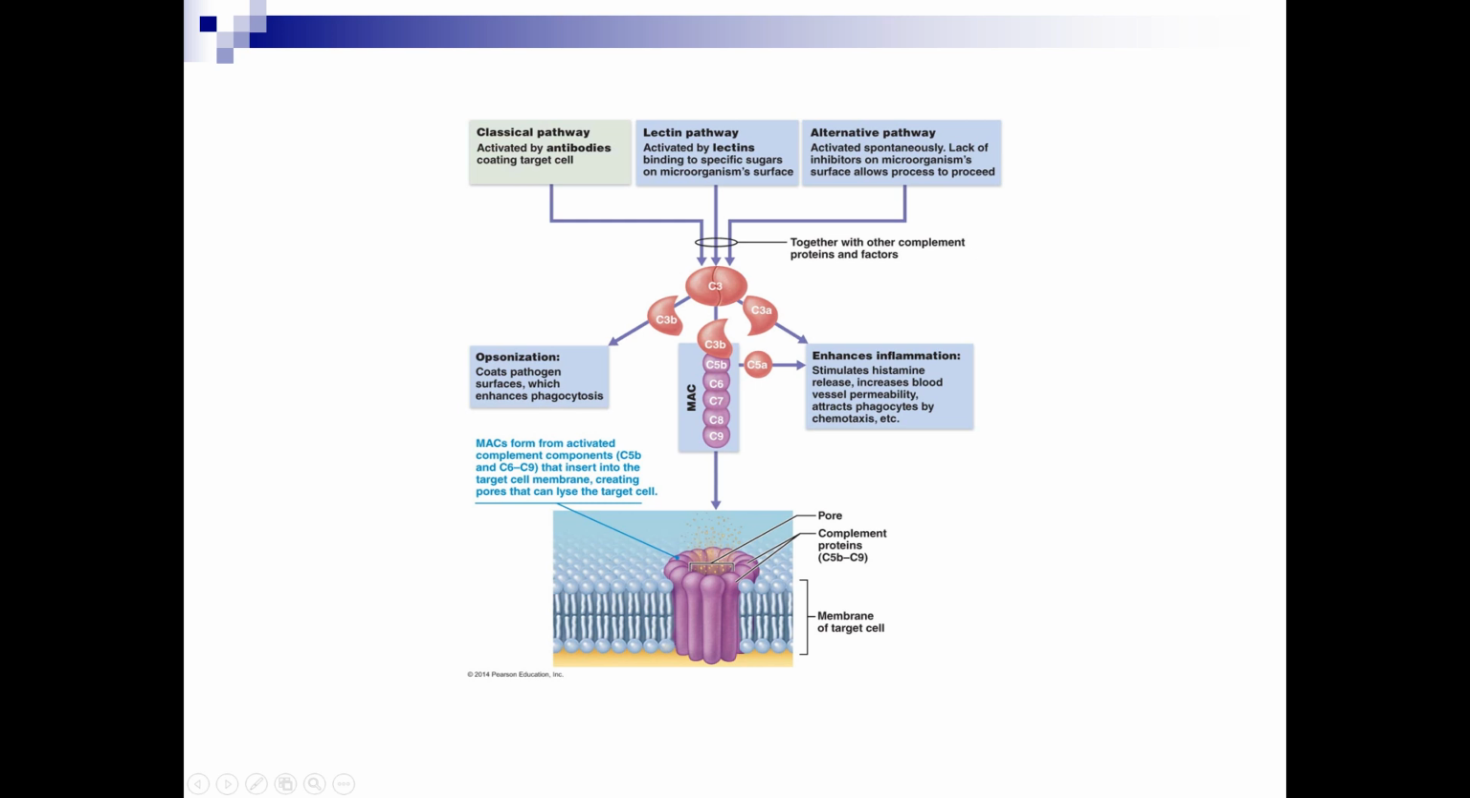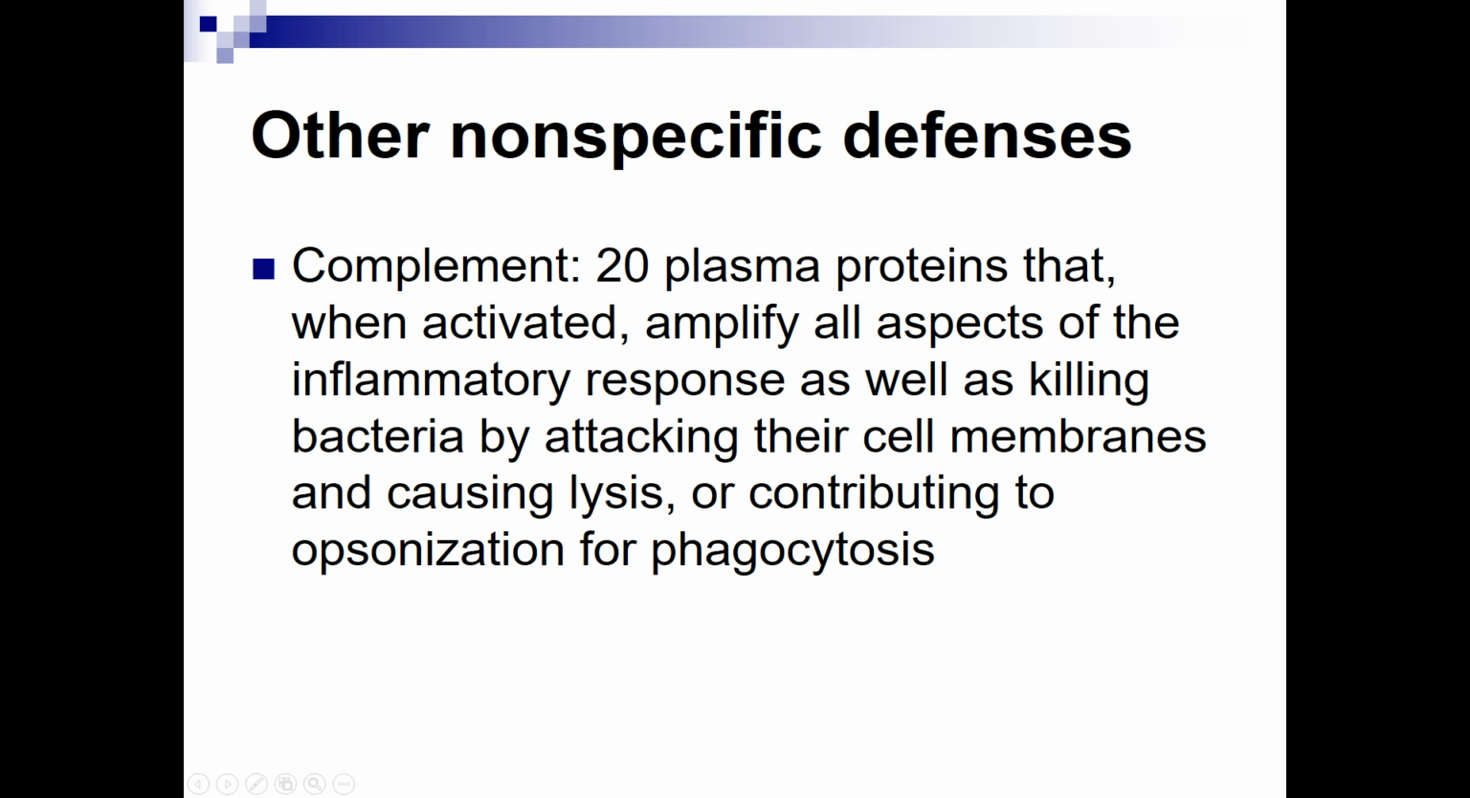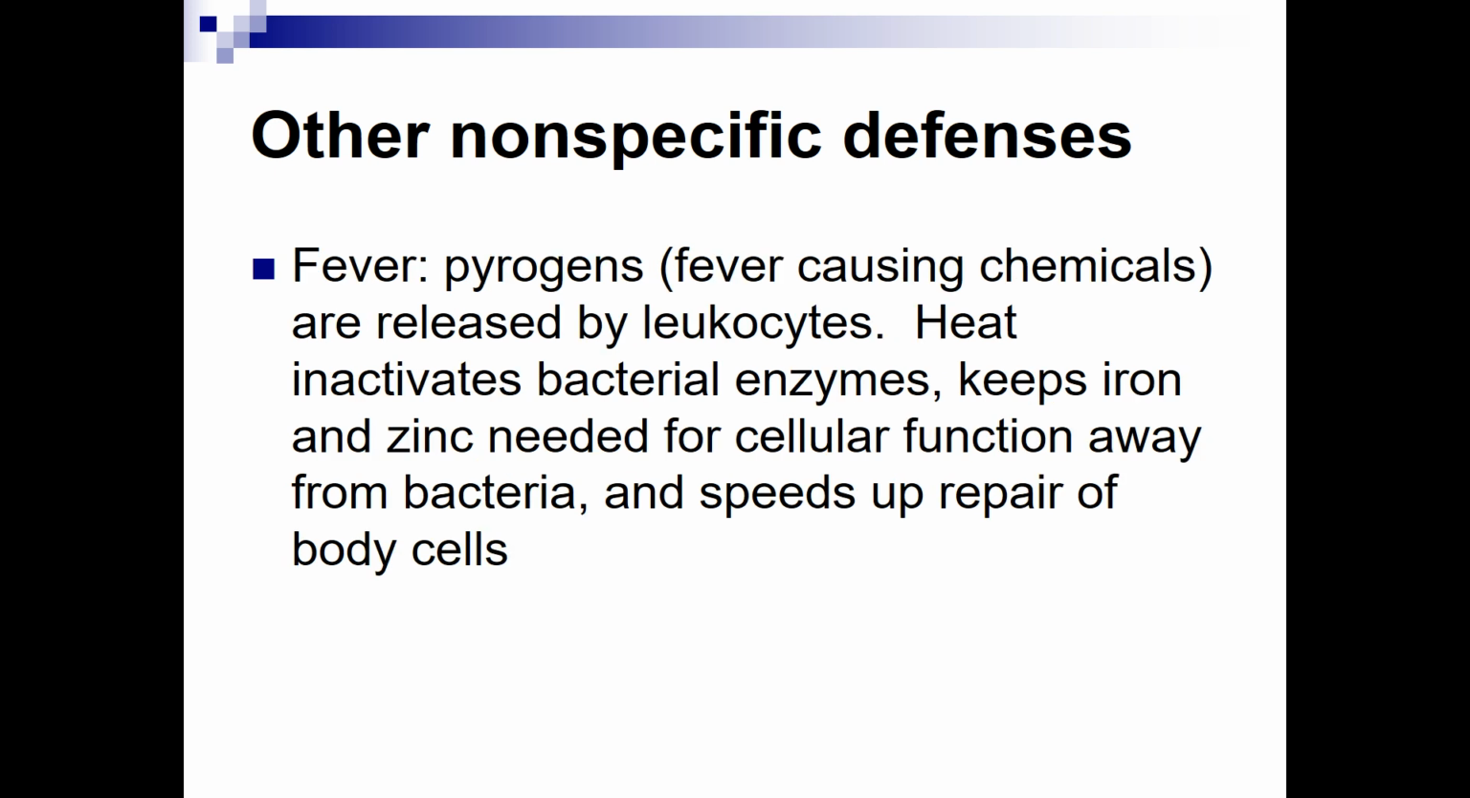So notice it says membrane attack complexes form from activated complement protein components, C5b and 6 through 9, that insert into the target cell membrane, creating pores that can lyse the target cell. So that's how that happens. Okay, and then the last one, and I'm going to stop here, and I'm going to make a separate video for specific immunity.